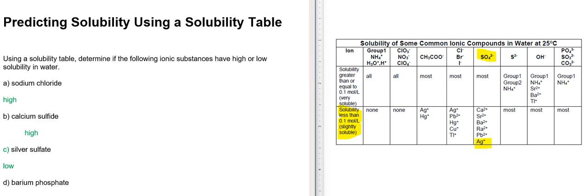If we keep going on to our next example, we've got barium phosphate. So back to our table, we need to find phosphate. There's our phosphate, and we need to identify if barium is in group 1, it's obviously not ammonium, or if it falls into this most category. If it's not one of the things listed, it's going to be most, and barium is in group 2, not group 1, if we look on our periodic tables, so it falls in the most. So again, we see this one has low solubility.